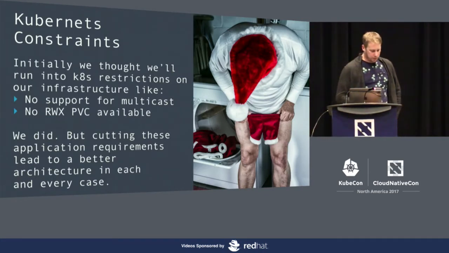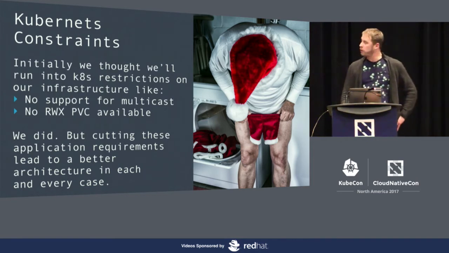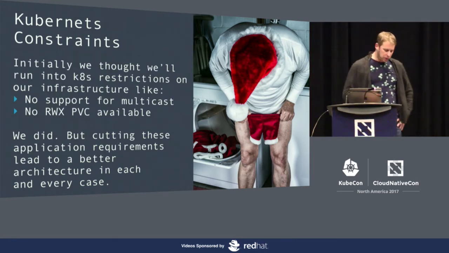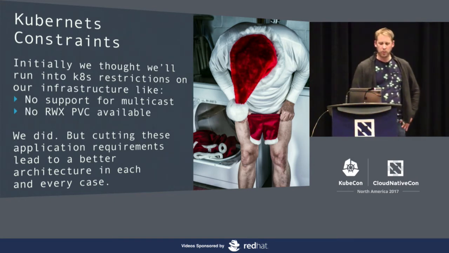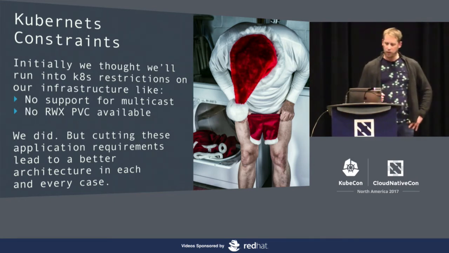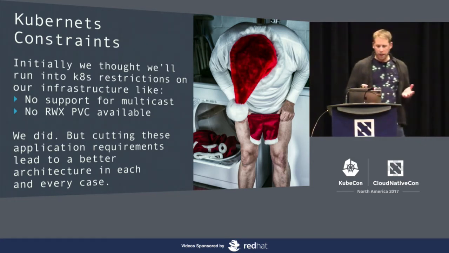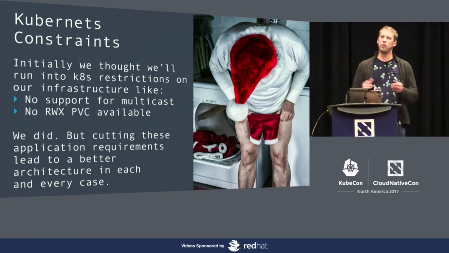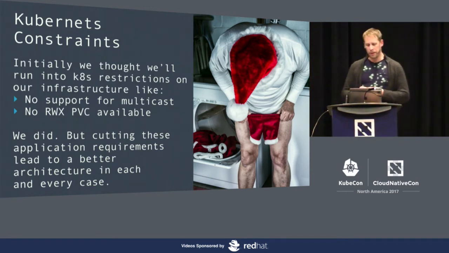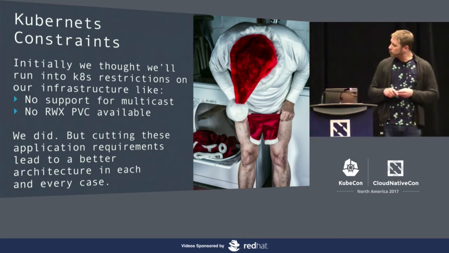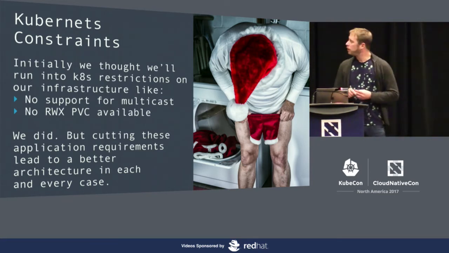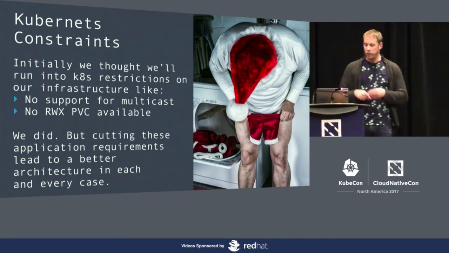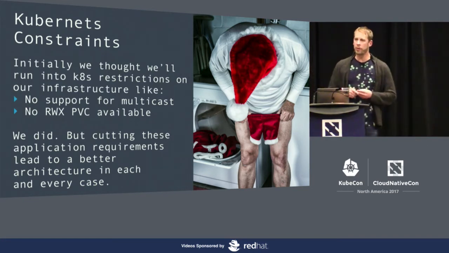The last good thing I want to mention is about Kubernetes constraints, because initially we thought we would run into a lot of Kubernetes restrictions on our infrastructure, because those legacy systems behave strangely. Like, our target infrastructure didn't support multicast. There were no overlay networks supporting this in place. Also, we had no read-write-any persistent volume claims available. So we were a little bit scared to hit these restrictions. And we did, for quite a lot of those applications.